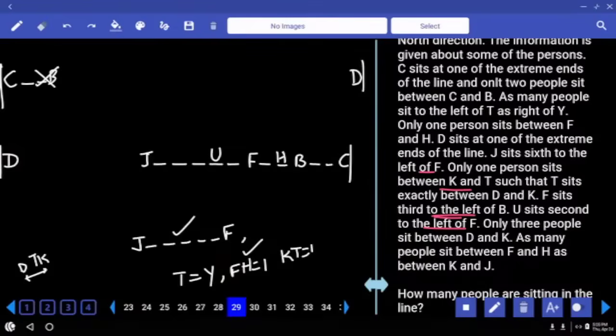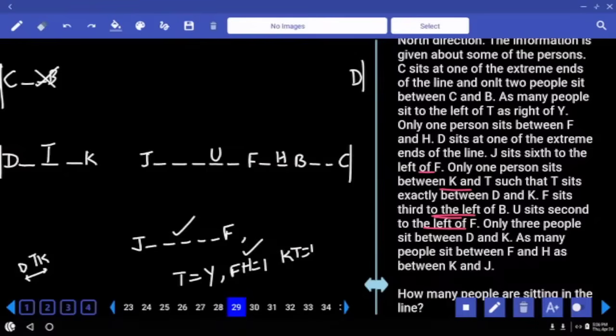And only 3 people between D and K. Between D and K how many should there be? 3 people. Now 3 people between D and K. D and K there are exactly 3 people. Now K is here. If K is here, T is exactly between D and K. Hence T must be here.